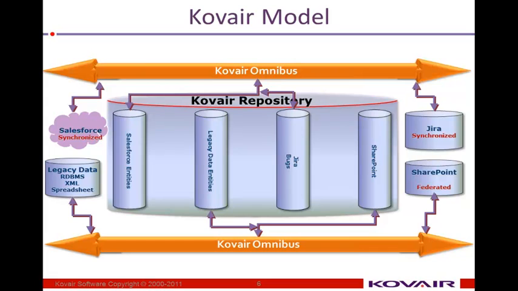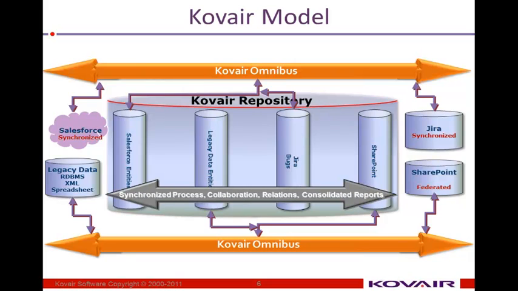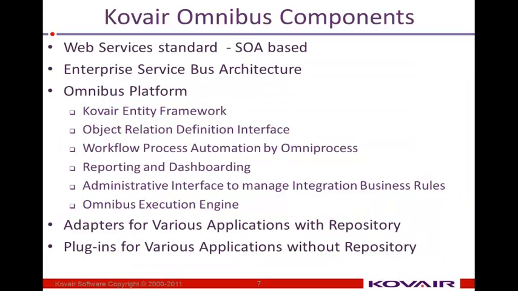Once you have all these different data coming from different sources in the Kovair repository, you can do the synchronized process, the collaboration, the relations between these different objects, the consolidated reporting, everything sitting in the Kovair repository. And these data, as you have seen, can come from different sources. So that's the overall model of Kovair Omnibus.